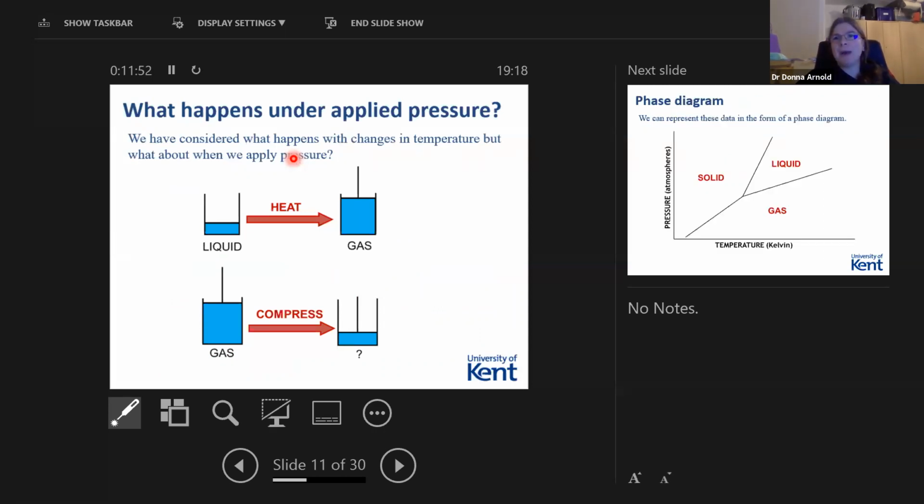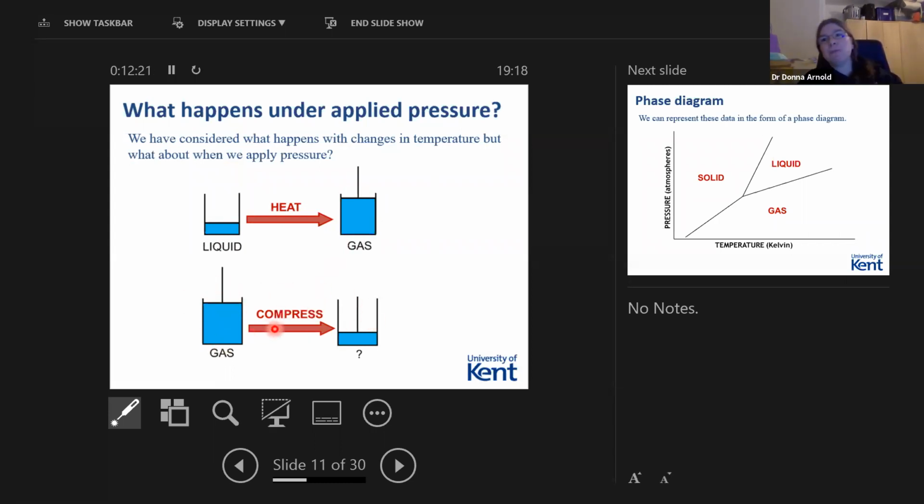So we need to think about a key thing there. We talked about pressure, and we said that that was under atmospheric pressure. So we need to think about what happens when we start to have pressure in the system. If we heat a liquid, it becomes a gas. So what happens if we take a gas at constant temperature and we compress it?